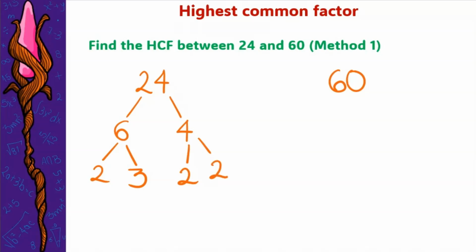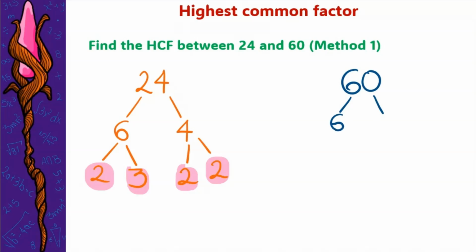Once we get prime numbers, like these ones, then we cannot decompose the number anymore. So this is the decomposition of the number 24. 2 times 3 times 2 times 2. Let's do the same with the 60. I'm going to start with 6 times 10. At the same time, 6 is 2 times 3, and 10 is 2 times 5.